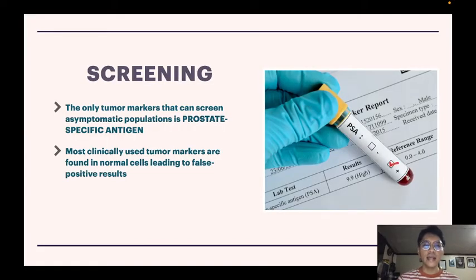So ito, again, the only tumor marker that can screen asymptomatic populations is prostate-specific antigen. So, di ba, actually, this is a very common tumor marker that is measured in the lab. Kasi, most clinically used tumor markers, so yung other na mga tumor markers, are found in normal cells, leading to false positive results.